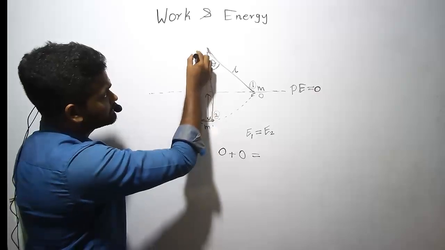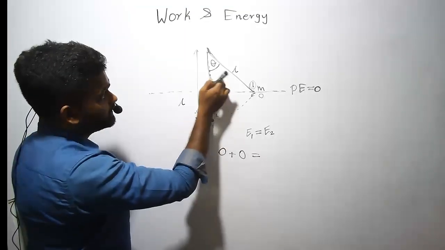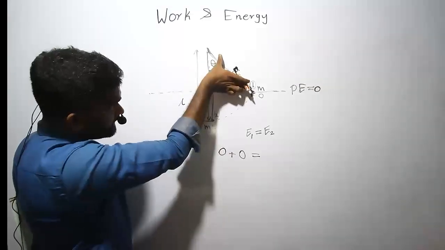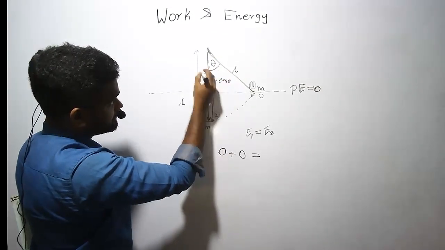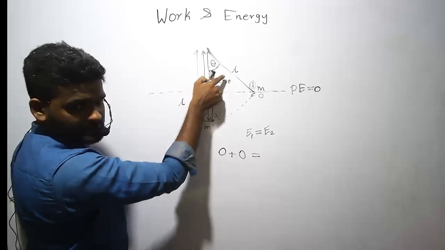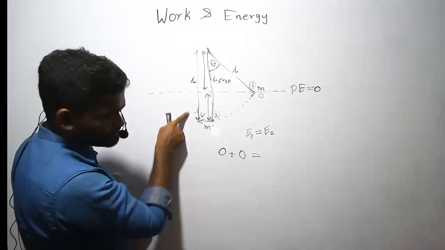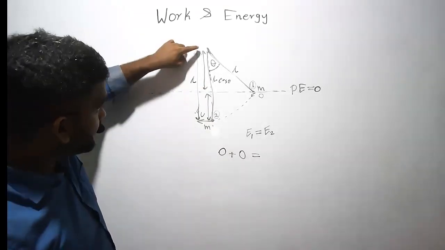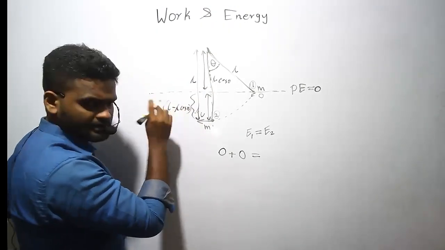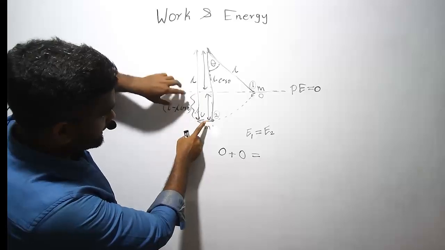Total length is simple L, right? Total length from here to here is simple L. From here to here, what is it? You have to consider this triangle. L cos theta. This length is L cos theta, right? Adjacent side cos theta. Then this length should be what? L minus L cos theta. Get it? This is L. This is L cos theta. Then this should be L minus L cos theta.